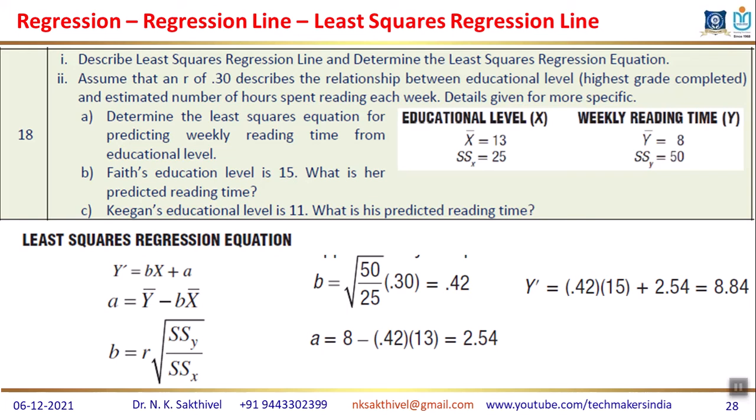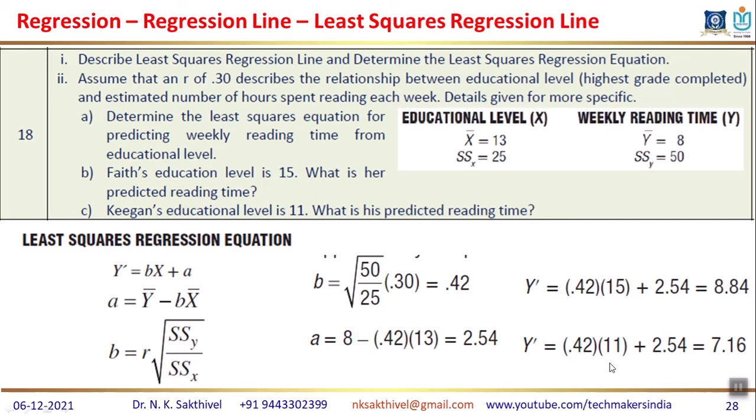Then after that, one more question. Keegan's education level is 11. What is the predicted reading time? You can calculate according to this example, isn't it? The 11 is x, and x is the education level. So you have a, b and x given. If you calculate, you can get y. According to this example, y is the predicted reading time. You can calculate it, but I calculated it.